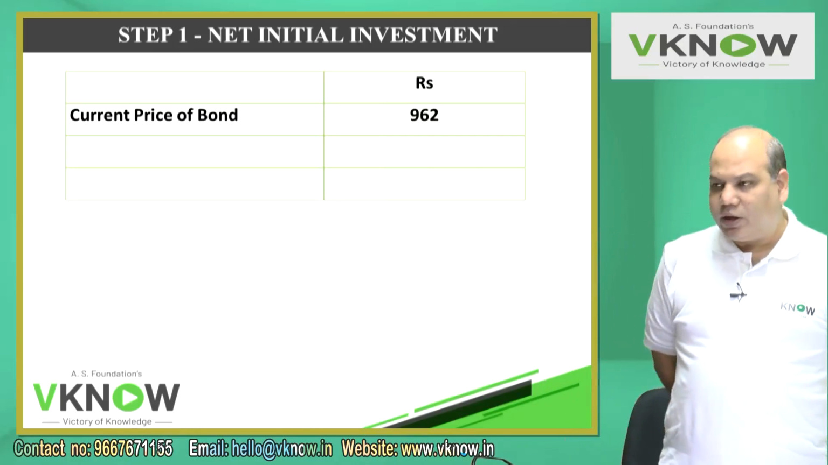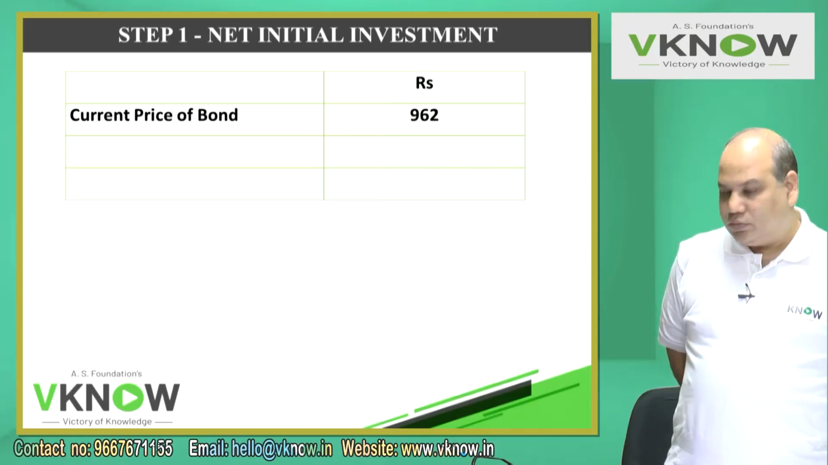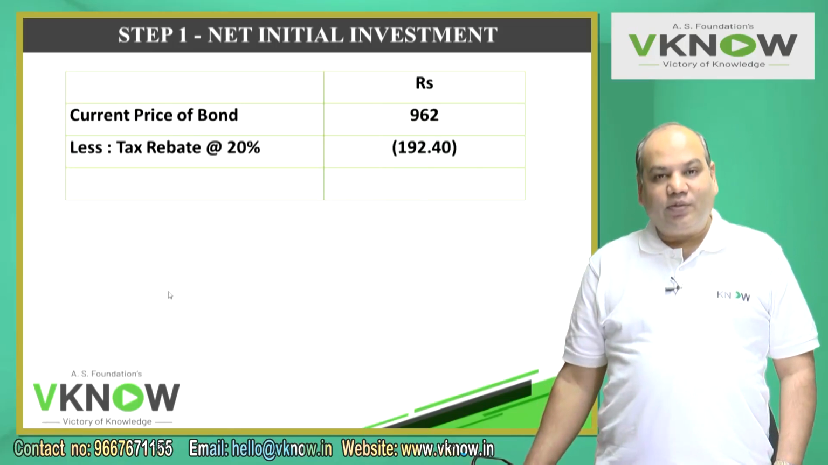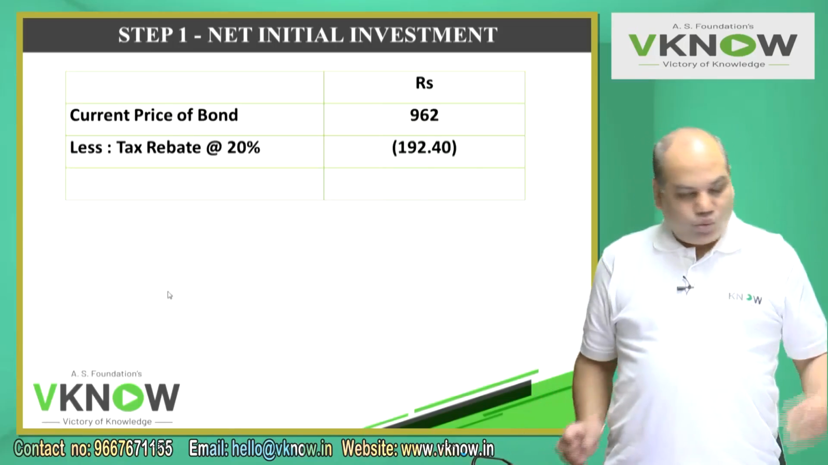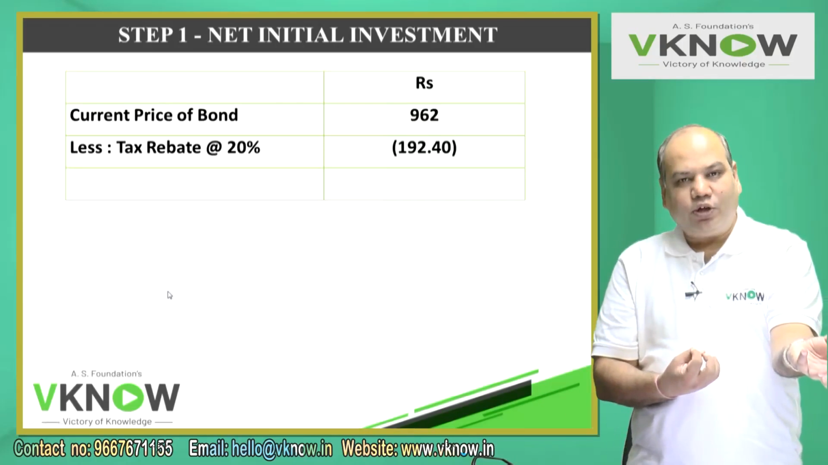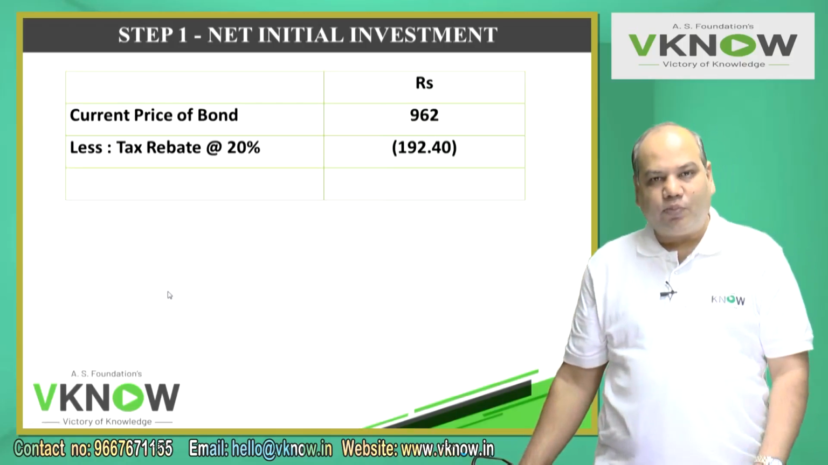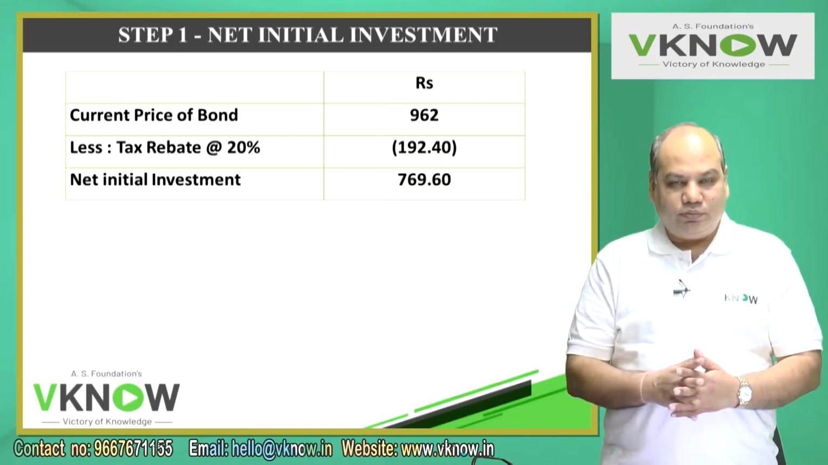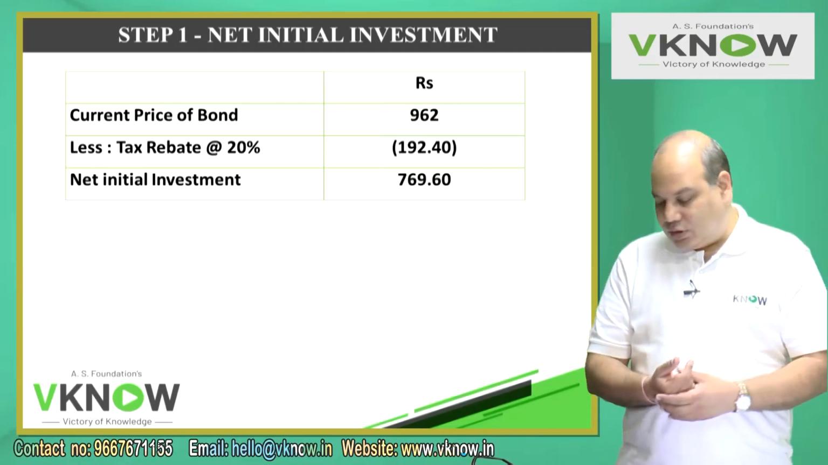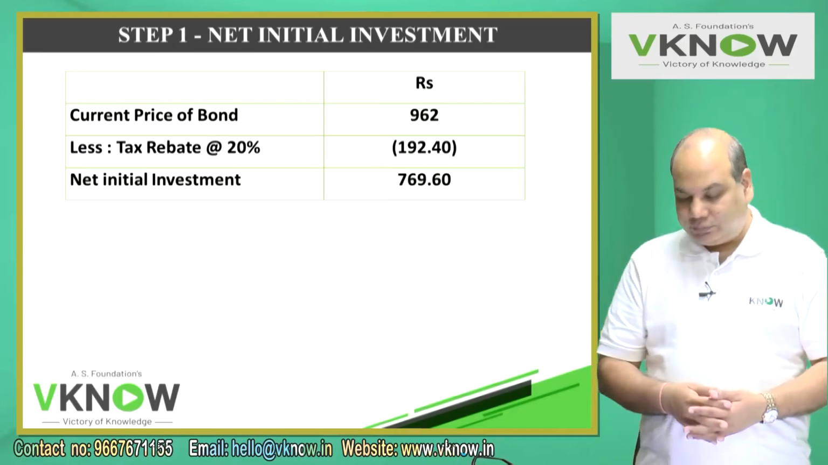Net initial investment, right hand side rupees: the current price of the bond is 962, but you will get a tax rebate on that. So you are paying 962, and you get 192.40 immediately as a tax rebate. What actually flows out of your pocket is the net amount. That is the benefit of investing in bonds. Immediately you get a rebate, and that increases your rate of return.